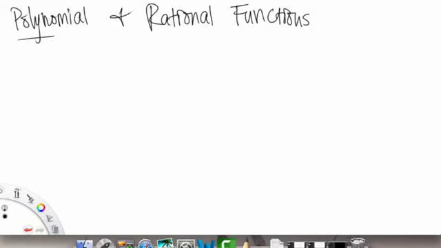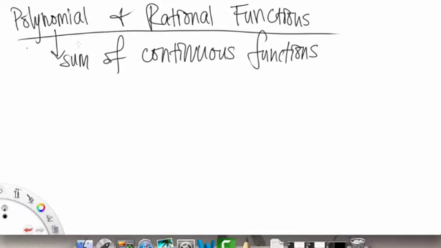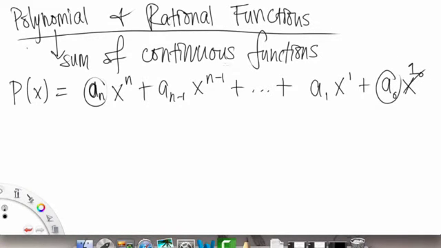As far as polynomials, a polynomial is a sum of continuous functions that look like this. I'll write down an example. Some function p of x is equal to a sub n, just a constant coefficient, times x to the n power, plus a sub n minus 1 times x to the n minus 1, plus and we'll keep going until we get to a sub 1 times x to the 1, plus a sub 0 times x to the 0 power. This is just going to be a 1, so it's a constant. This is what a polynomial looks like.